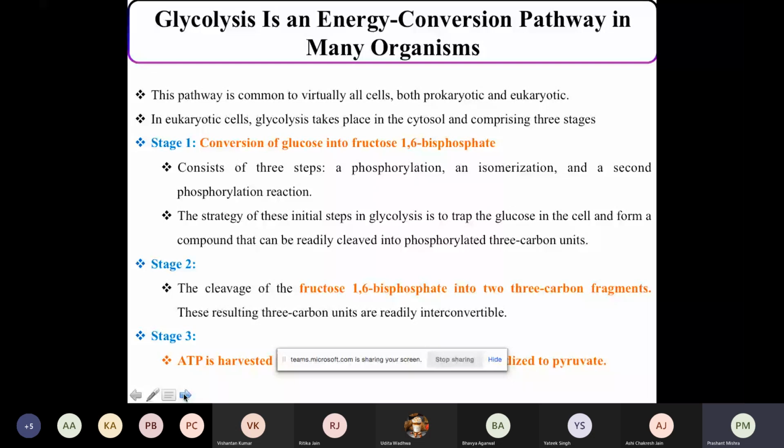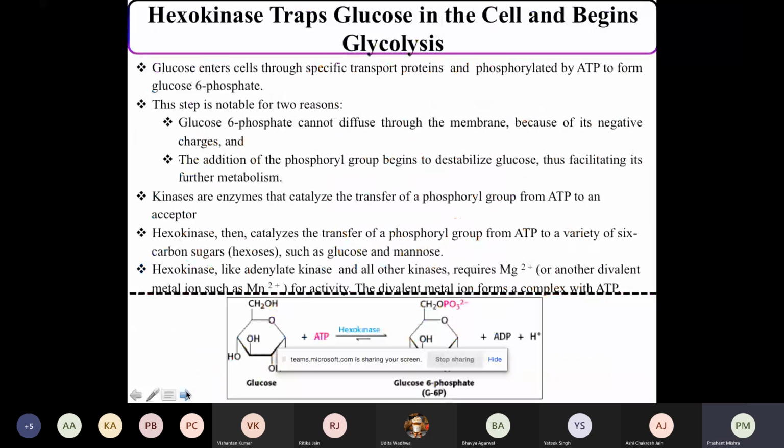This part you will learn slowly. But this is what gives you an initial thought of how it can happen. Now I will be talking about individual steps. So what happens in step 1? Step 1, glucose enters inside the cell.